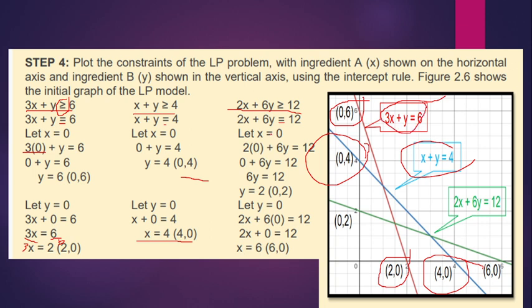Next is 2x plus 6y greater than or equal to 12. In order to get the x intercept and the y intercept, use the intercept rule. So y equals 12 divided by 6, 6 divided by 6 is 1, and 12 divided by 6 is 2. So that's why 0 and 2. Next, let y equals 0: 2x plus 6 times 0 equals 12, 6 times 0 is 0, and 2x equals 12, divided both sides by 2, so 6 and 0. That would be the graph of 2x plus 6y equals 12.